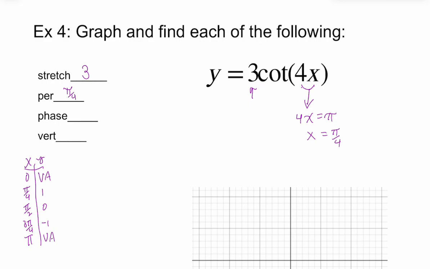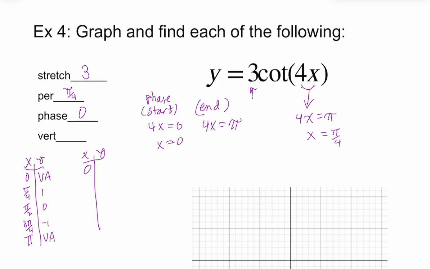Now remember, our phase shift is our start. That's where the inside of the parentheses equals 0. So it starts at 0. Our phase shift, we don't have anything added or subtracted. This function hasn't moved left or right. That's what a phase shift is indicating. Our ending, remember, is where we set that equal to pi. And then if there's no phase shift, those things will both match. And so we get pi over 4 again.